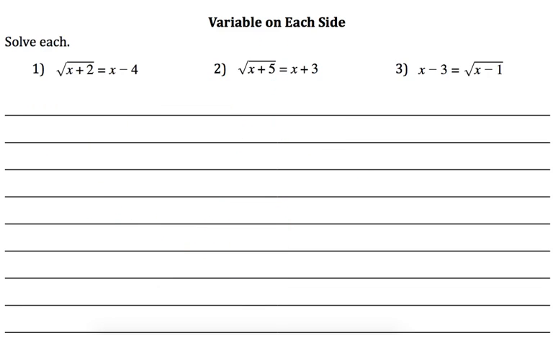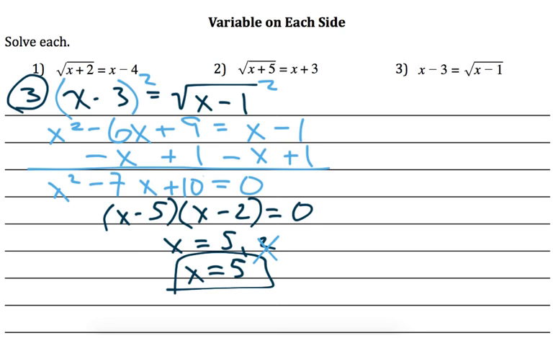Problem 3, on your own. The only thing that makes it different is that the radical's on the right side. So do this on your own, and I'll put the answer up in about 5, 4, 3, 2, 1. So I got x is equal to 5 because 2 didn't work out.